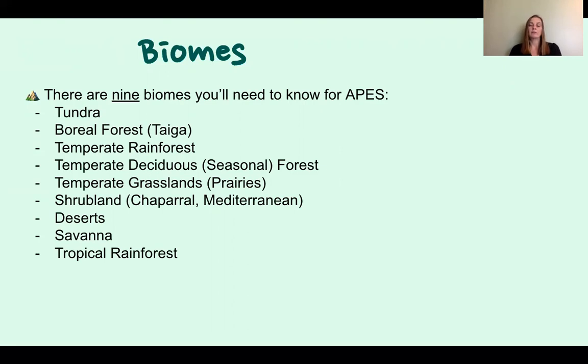And then as we move down towards the equator, we get into savannas, deserts, and tropical rainforests. And so your tropical rainforests are the closest to the equator, wettest and hottest. Deserts tend to occur 30 degrees north and 30 degrees south of the equator, and they're very hot and very dry. And the savanna tends to be the transition between deserts and forests.